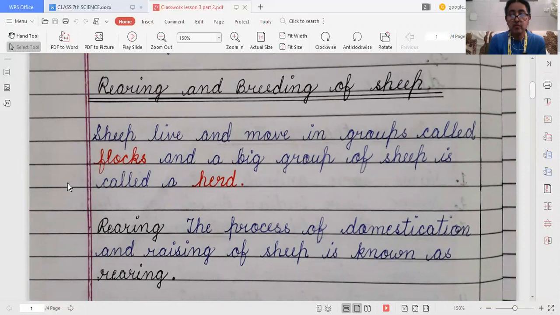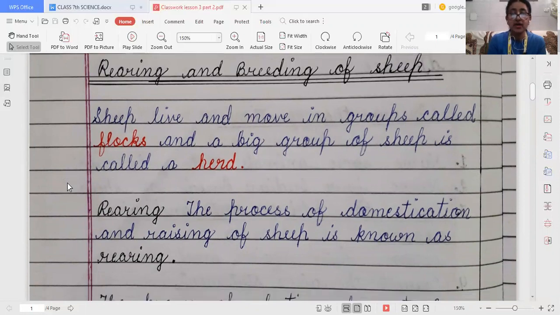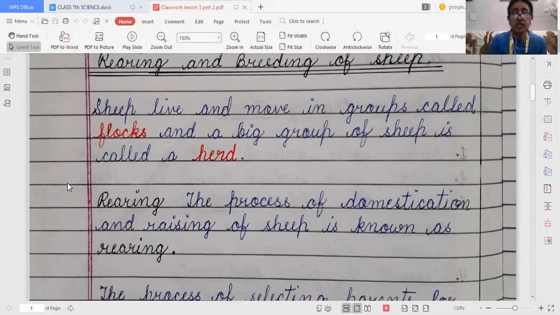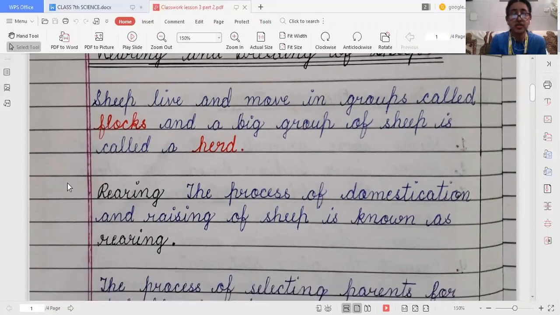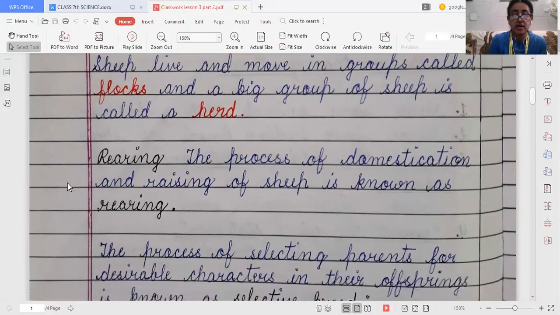Sheep live and move in groups, and these groups are called flocks. And a big group of sheep is called a herd. Rearing. Now, what is rearing? The process of domestication and raising of sheep is known as rearing, means taking care of their feed, medication, and all this.